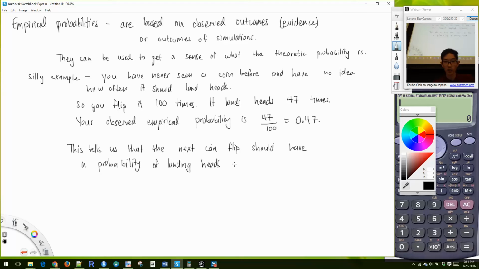should have a probability of landing heads something near 0.47. Okay? So this method is often used for complicated systems.